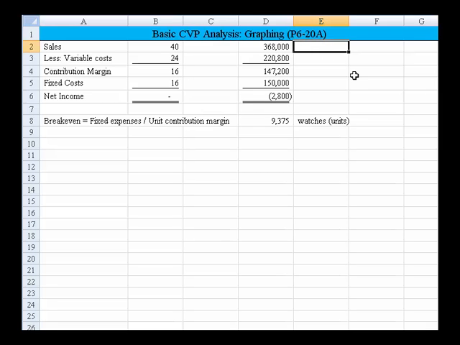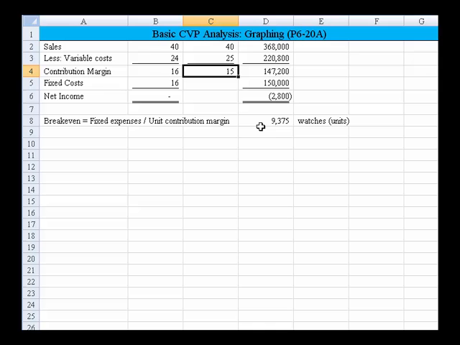And the only difference we have here is that we've got an extra $1 of variable costs. So on a per unit basis, at least down to contribution margin, we can say the variable costs go to $25. The contribution is now $15 per unit.